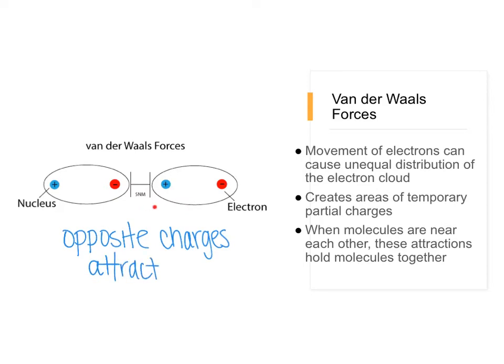So when you get these two molecules near each other, they're going to line up. So the negative side of one molecule is near the positive side of another. And so this is an attraction here between this negative and this positive charge. And this attraction is going to hold these two molecules close together. And so this attraction is called a van der Waals force.